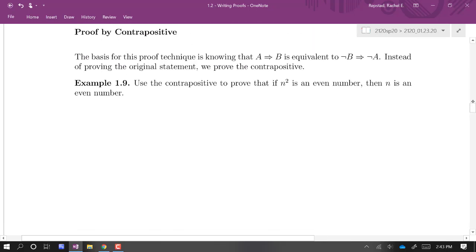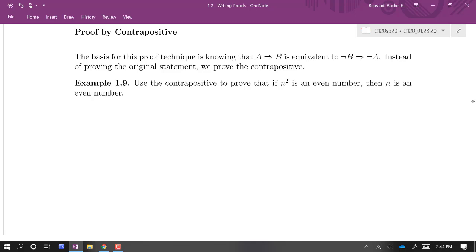So we're going to show that if n squared is even, then n is even. So what we're doing is we're taking the last one and we're just reversing the implication. As it turns out, that's not always true. If A implies B is true, it's not always the case that B implies A is true. When you just reverse the implication, we call that the converse of the statement.